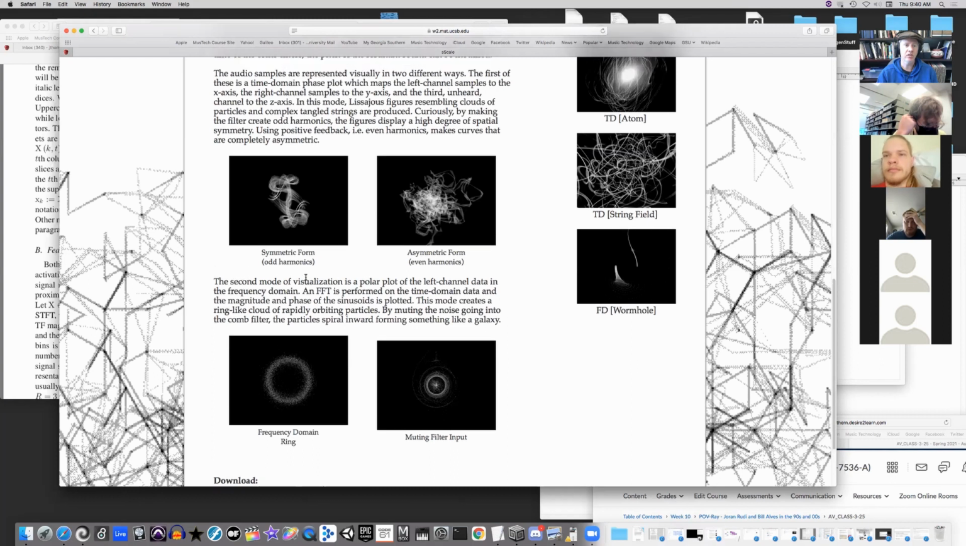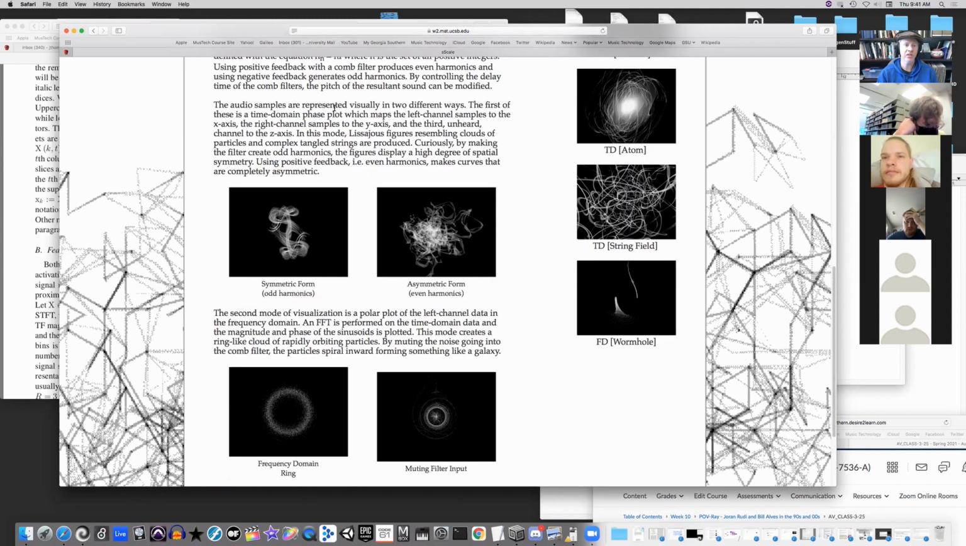Okay, so here he notes that the audio samples are represented visually in two different ways. The first of these is a time domain phase plot, which maps the left channel samples to the x-axis and the right channel samples to the y-axis, and the third unheard channel to the z-axis. So the z-axis here is done much the way we did with jit.mo. We're not even hearing it, it's just used to inform a channel. But the left and the right channels will be heard and seen.